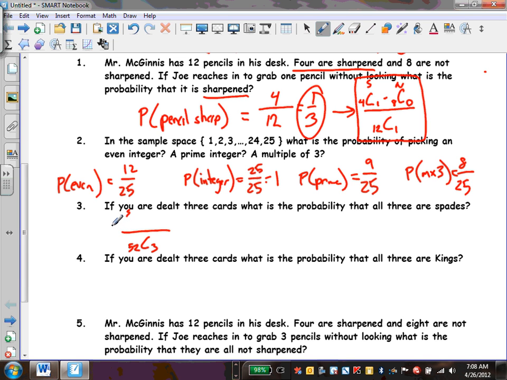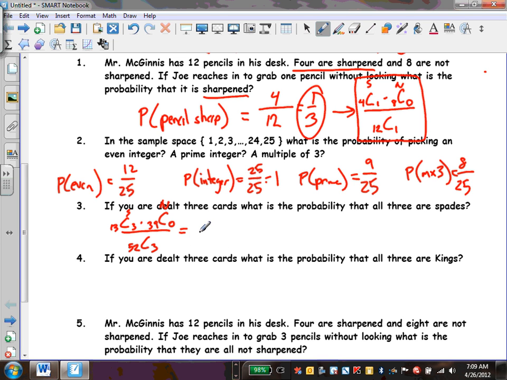And how many are spades? Well, there's 13 that are spades, and I want all 3 of them to be chosen. Now that leaves 39 cards left in the deck, and of those 39, I want none of them. So I have spades and then non-spades. And then that's our setup there.